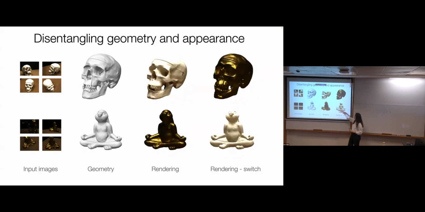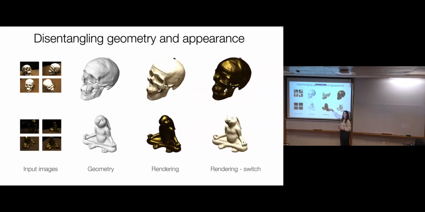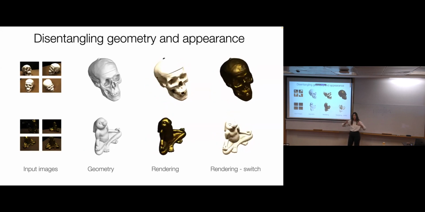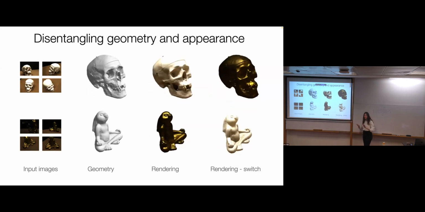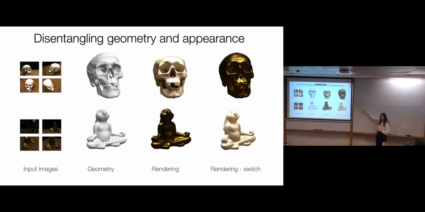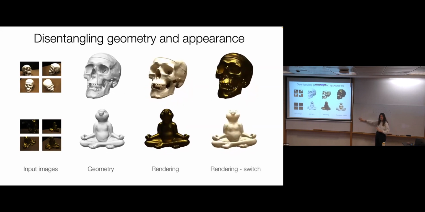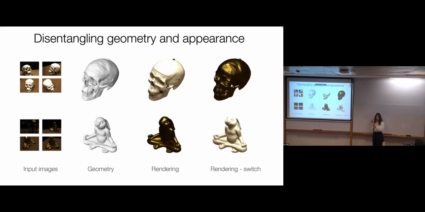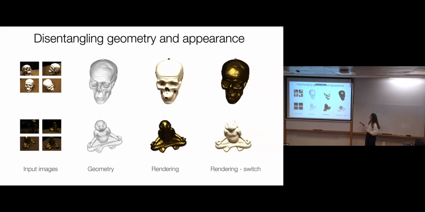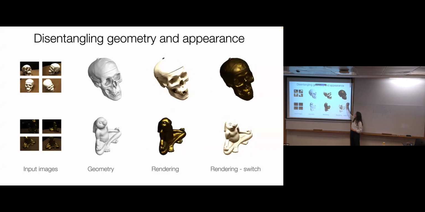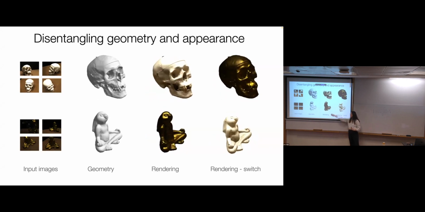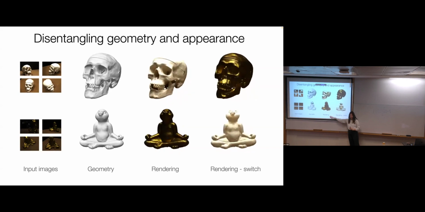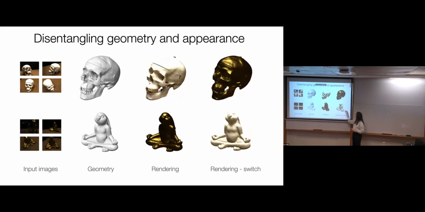So think like each one of these scenes was trained completely separately. And, as I told you, we have two parts, the neural geometry part and the neural renderer part. What we're going to do now is switch between these networks. So we want to render the first geometry using the rendering network of the second scene. Okay, and this is what we're going to get here.